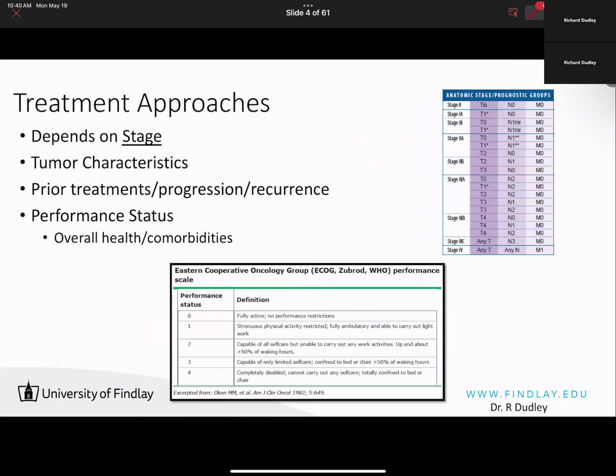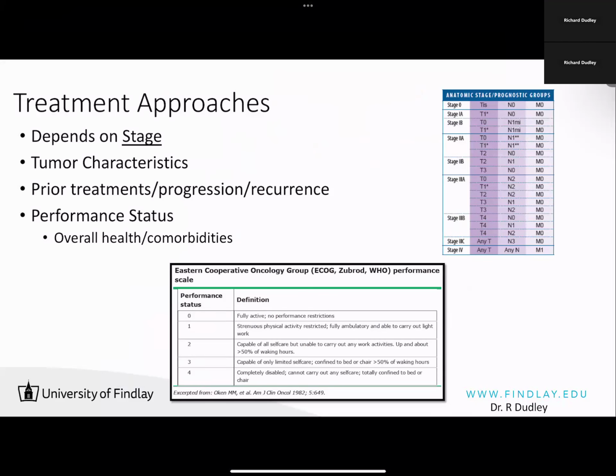Okay. All right. Treatment approaches, again, not trying to be redundant, but it does depend on stage, and we just went over that. Early stage, locally advanced, and metastatic. It does depend on tumor characteristics. So I need you to sort of compartmentalize these tumor characteristics. All right. Hormone receptor positive, HER2 positive, all right. Triple negative breast cancer. Okay. I need you to wrap your head around those three types of tumors, if you will.